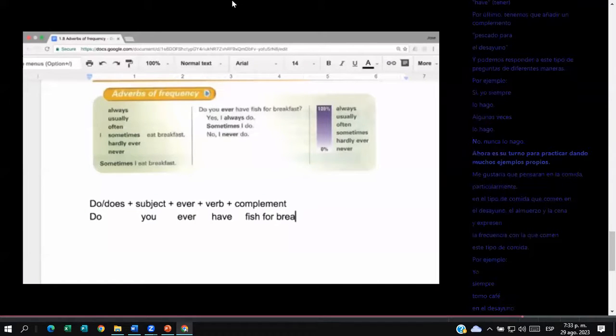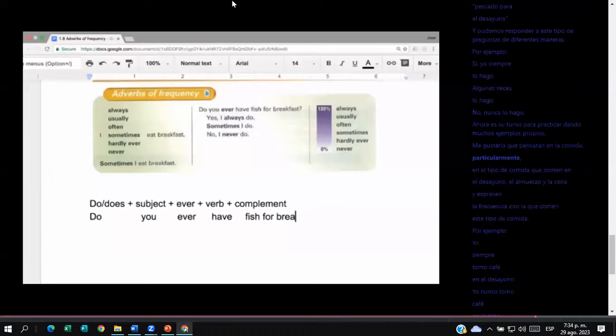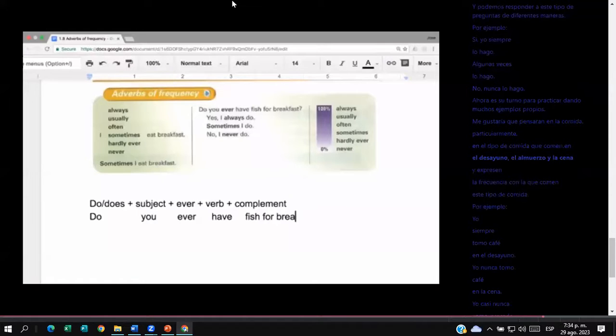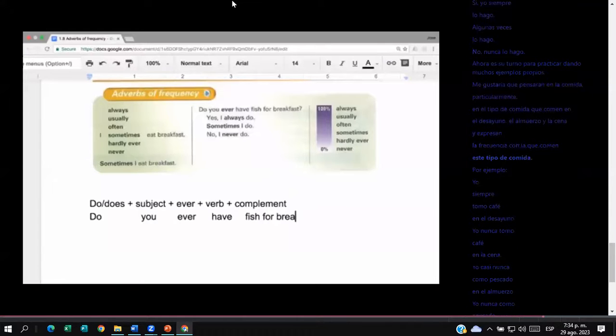Now is your time to practice by giving lots of examples of your own. I would like for you to think about food, particularly the type of food you eat for breakfast, lunch, and dinner, and express how often you eat this type of food.